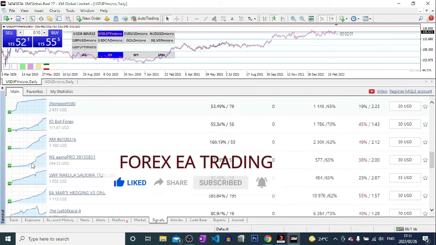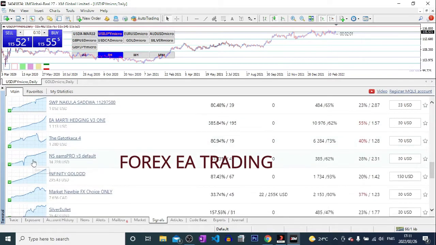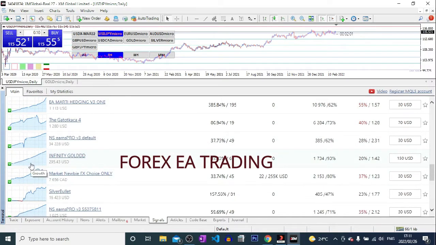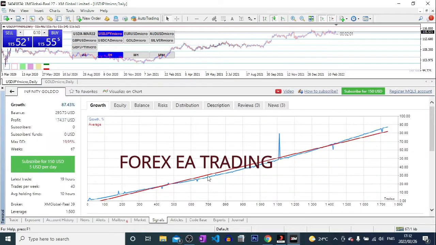So what you want to do, obviously, is to look for somebody with a good graph. For example, this is just an example. I'm not saying go and join these guys' signals. You will lose your money, and I will not be responsible. I'm just taking this as an example. We can see their growth curve is interesting. Growth is in blue. This is how their account has been growing, and that's average growth.